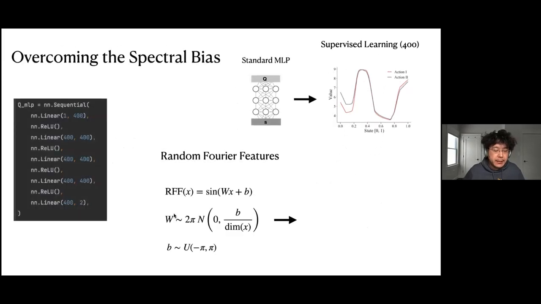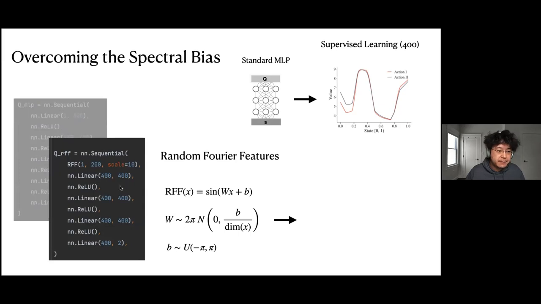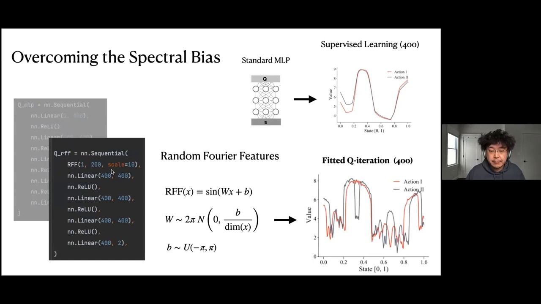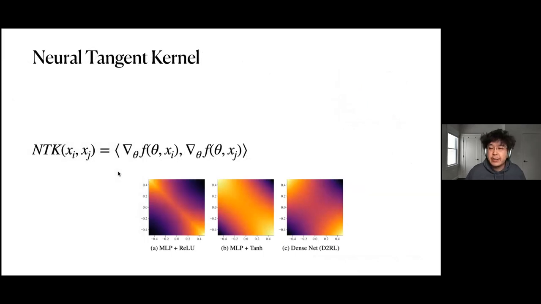In this case, we introduce a one-line change to the multilayer perceptron, which produces a completely different neural tangent kernel. On the left, we have the PyTorch code for how we define the Q function using the multilayer perceptron. If we just replace the first layer, which is the linear layer plus the ReLU nonlinearity, with the random Fourier feature layer, then it's able to produce a Q function approximator that almost exactly reproduces the ground truth Q function. And this drastic change in the empirical result can actually be explained by neural tangent kernel theory.